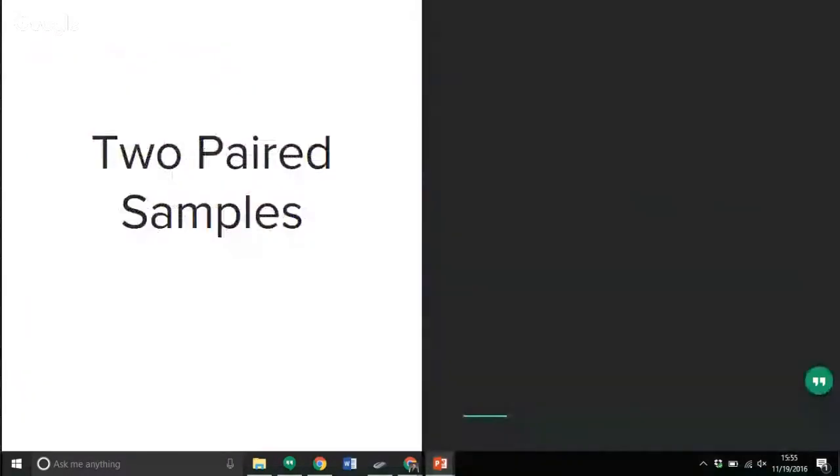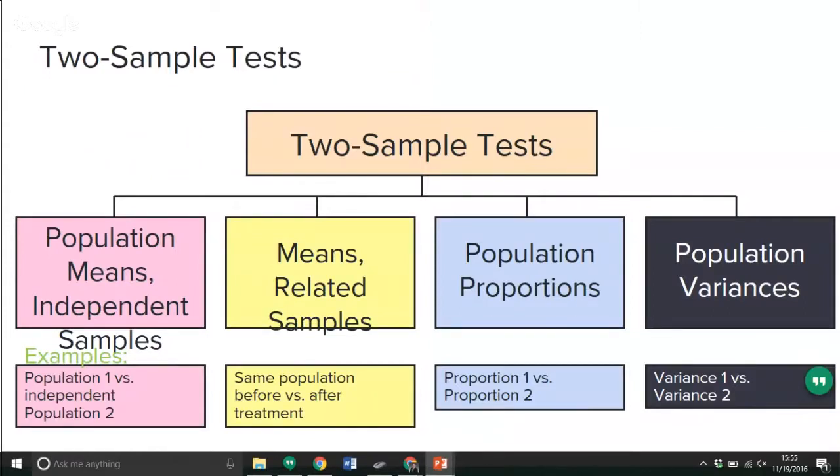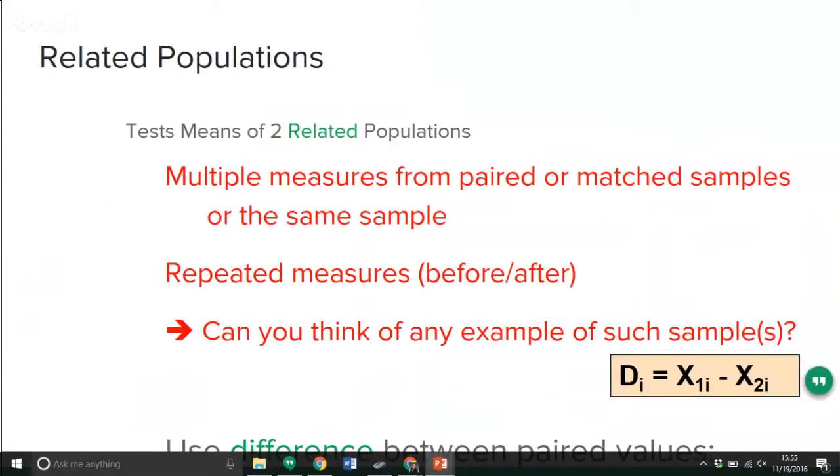Last one, our paired sample t-tests. This is when we use the same population to test two different variables, and often the two different variables can be the same variable twice, but with one population. So we're testing the means of two related populations, and we're doing that using paired samples or matched samples from the same sample, such as repeated measures.